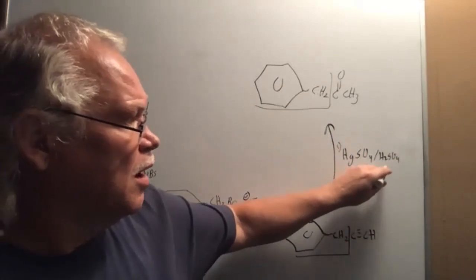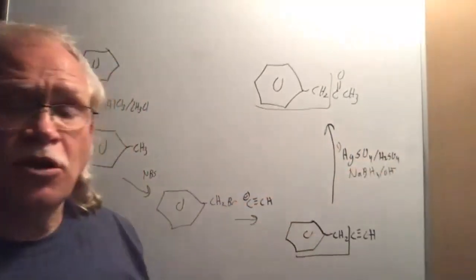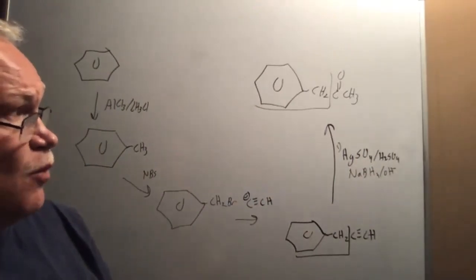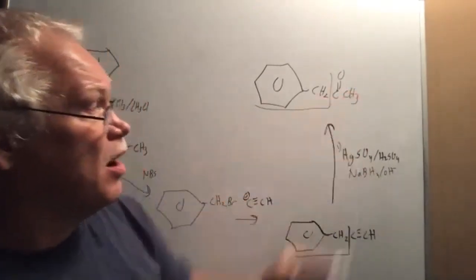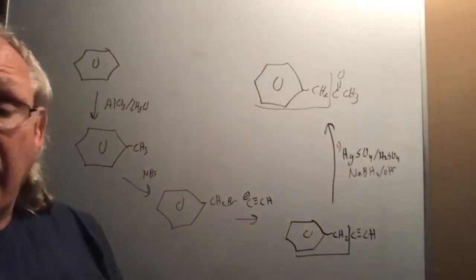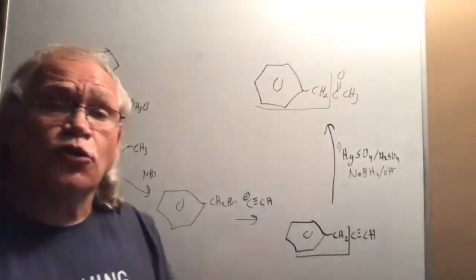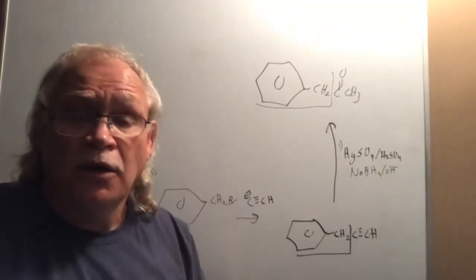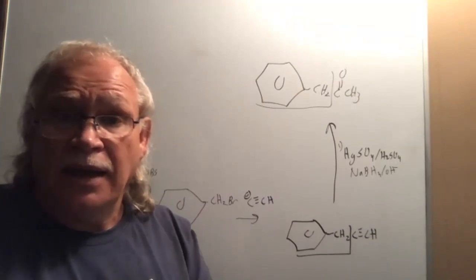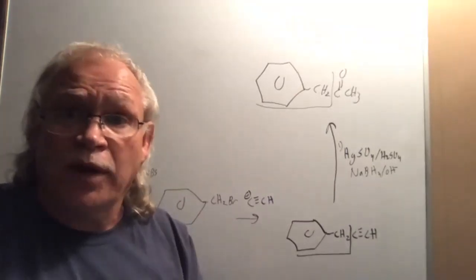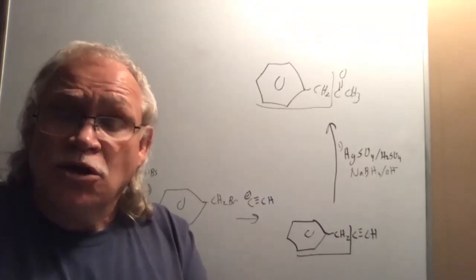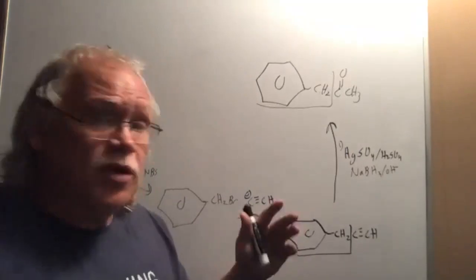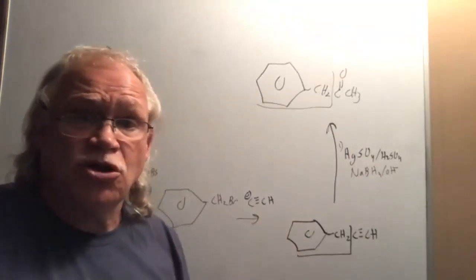NaBH4, OH minus. I think you can look back in your chapter 9 reactions to make certain that those are the reagents that were used to take a triple bond and turn it into a ketone. And if you remember, that went through the intermediate where we had what? We had the enol that underwent the tautomerism.